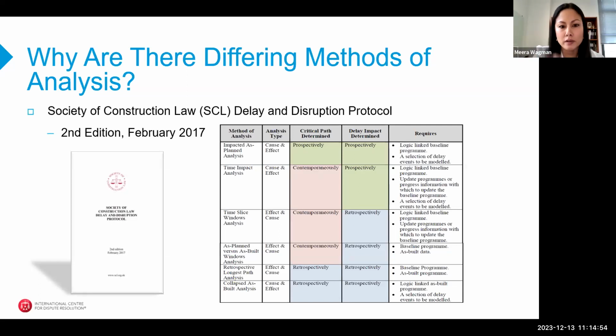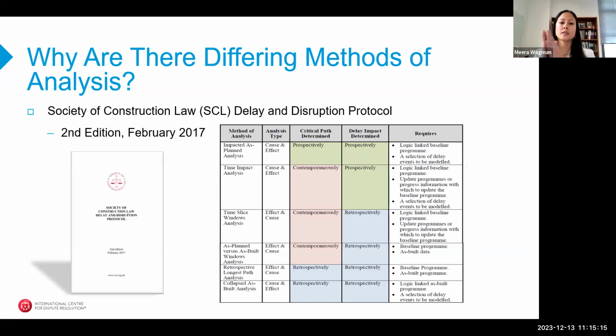In the colored columns, you can see green, red, and blue. Green is talking about prospective analyses. Those are forward-looking, typically done in a project that's ongoing, where you're trying to figure out what the effect of an impact will be on the schedule in real time. You're doing that in a forward-looking manner.